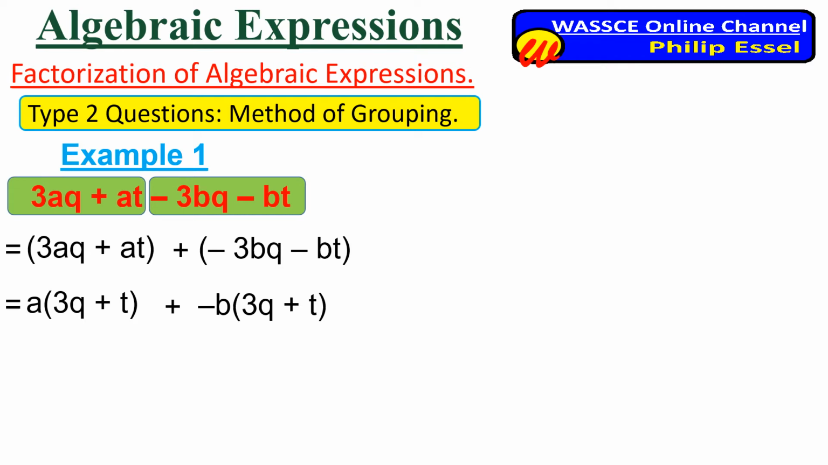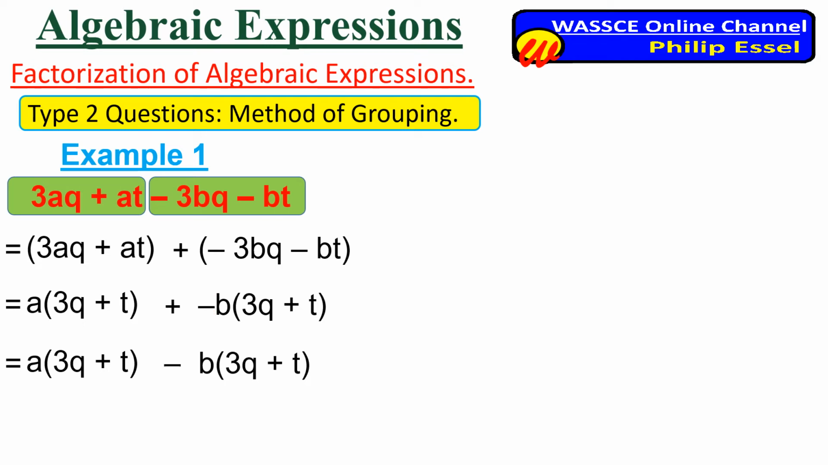This can be rewritten as a outside bracket, then 3q plus t, bracket closed, minus b, bracket 3q plus t, bracket closed. Let's remember that anytime positive and negative meet like this, usually it is the negative that will be in charge. So that's why we replace the two signs by the negative sign in our next equation.